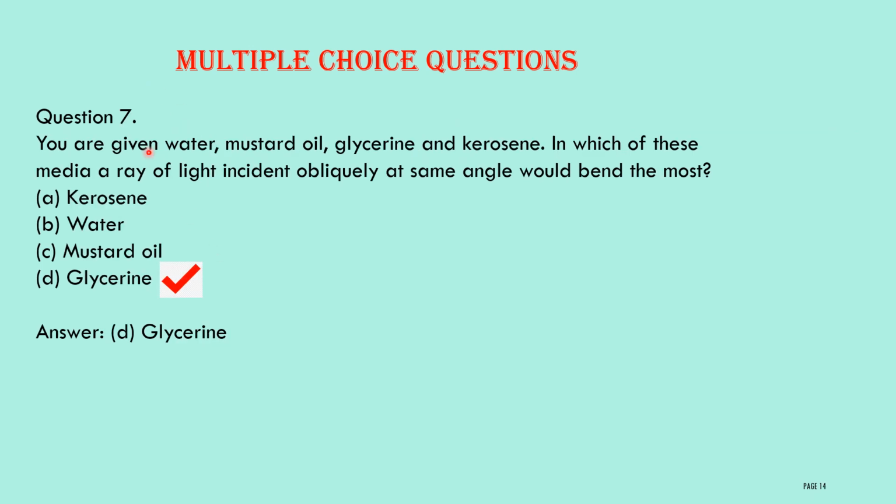Question number 7. You are given water, mustard oil, glycerin and kerosene. In which of these media would a ray of light incident obliquely at the same angle be bent the most? Option A is kerosene, option B is water, option C is mustard oil, option D is glycerin. In the case of glycerin, the light incident obliquely at the same angle would bend the most. The answer is glycerin.